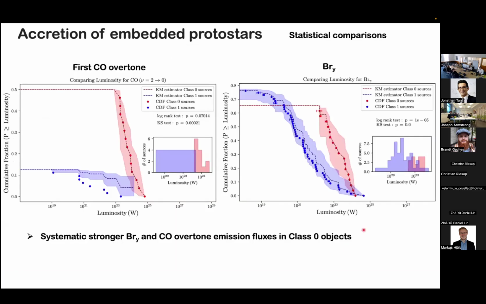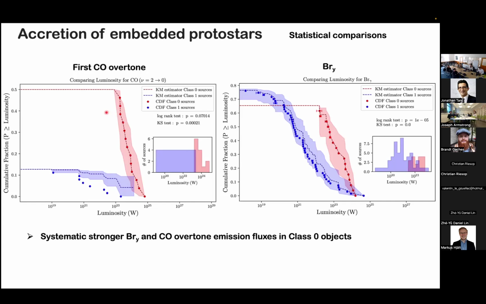And this is really quantified in such a plot where I showed the CDF of the CO overtone luminosity versus the Brackett gamma luminosity for class 1 in blue and class 0 in red, and with also the two statistical tests here. So basically we proved that the accretion is more vigorous in the class 0 phase. On average, the accretion tracers are brighter.